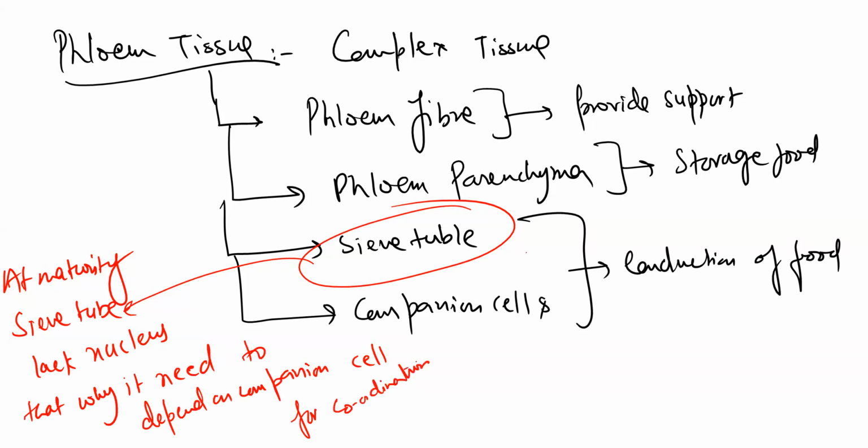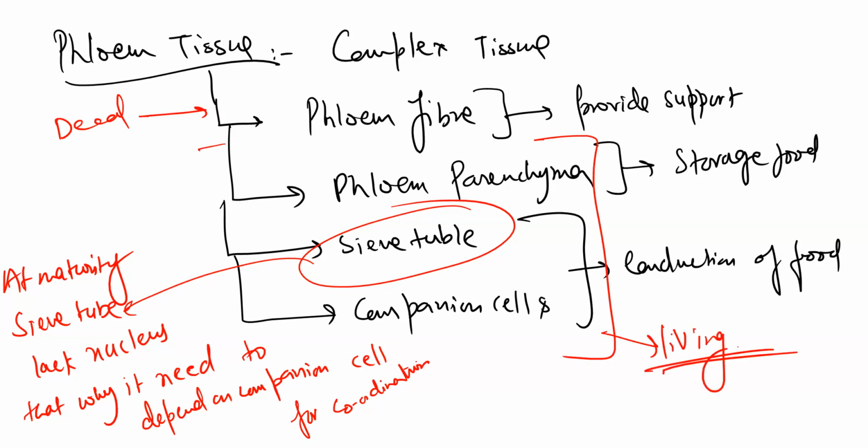Okay, and these are living cells. Only this one is dead, the others are living. These three are living cells. Okay. So which cells lack a nucleus at maturity? Companion cells, sorry, sieve tubes. Okay, got it? Got it, beta.